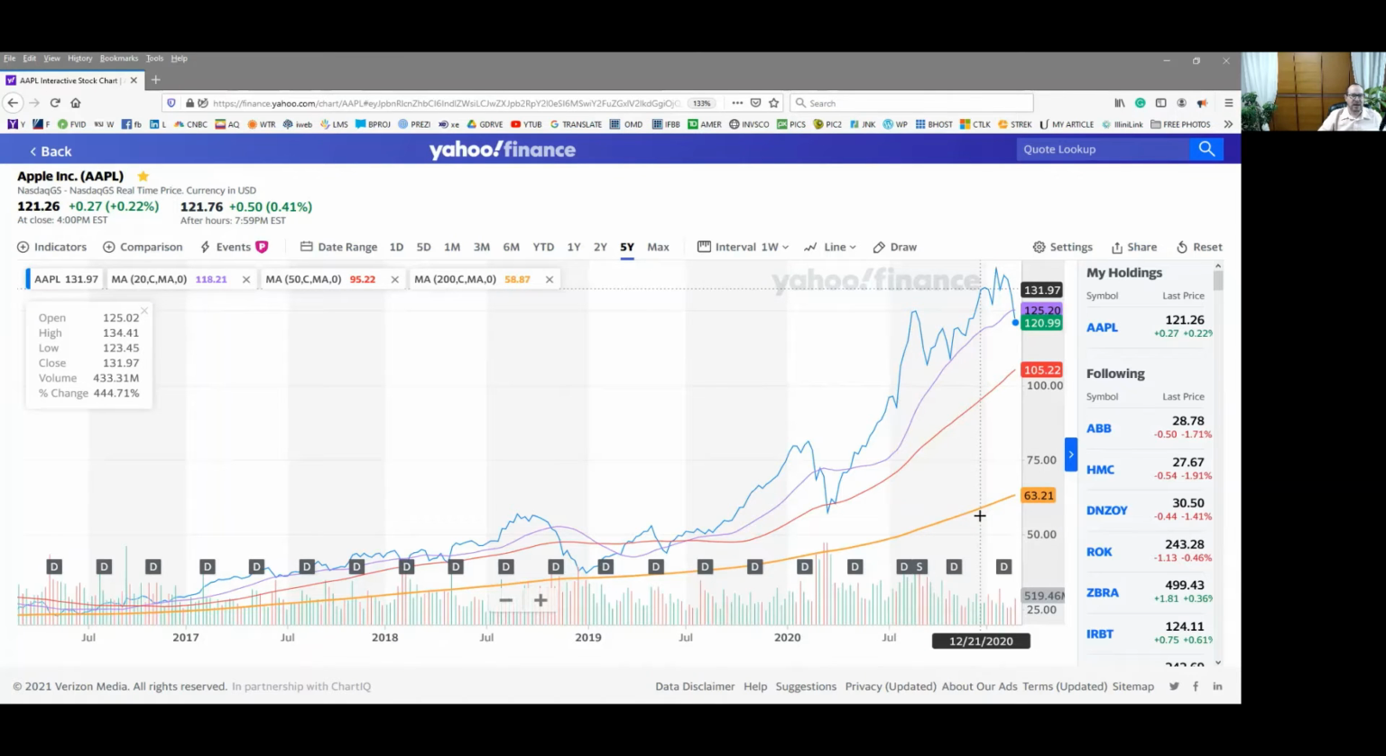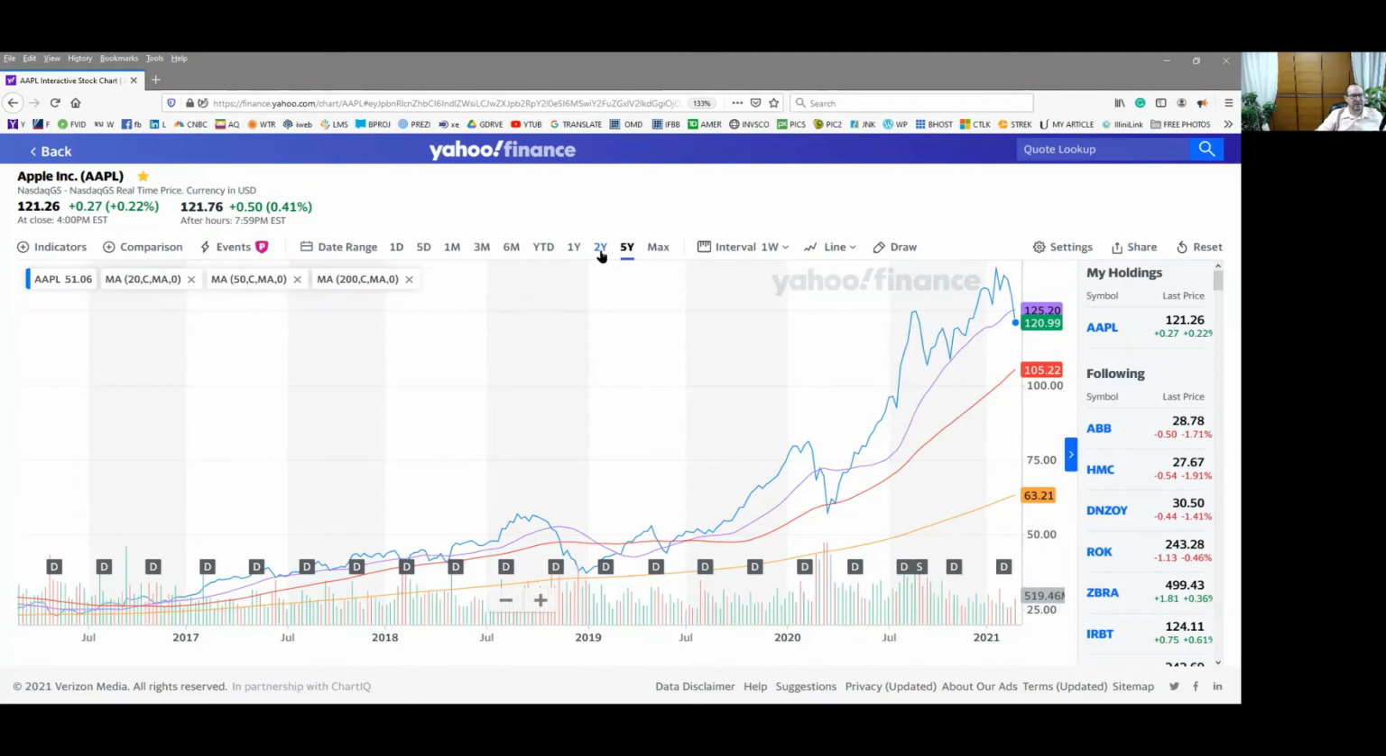But notice it goes up. The red one is the 50 days, it's going up. Even the 20 days, it's going up. So obviously, Apple's going upward. Now, if it was going down, it would be kind of reverse. The stock would be below the averages because it's heading lower and lower and lower.